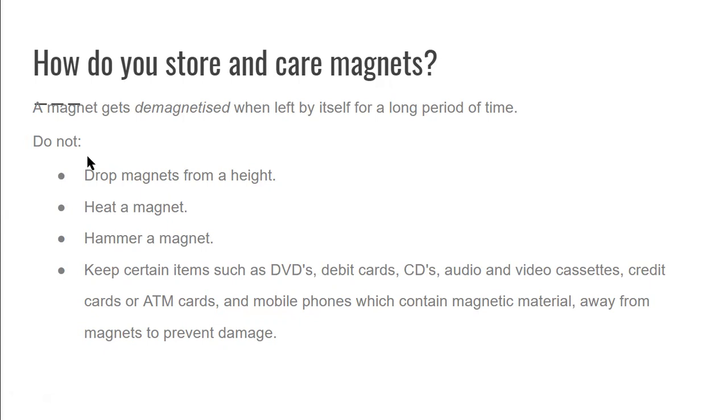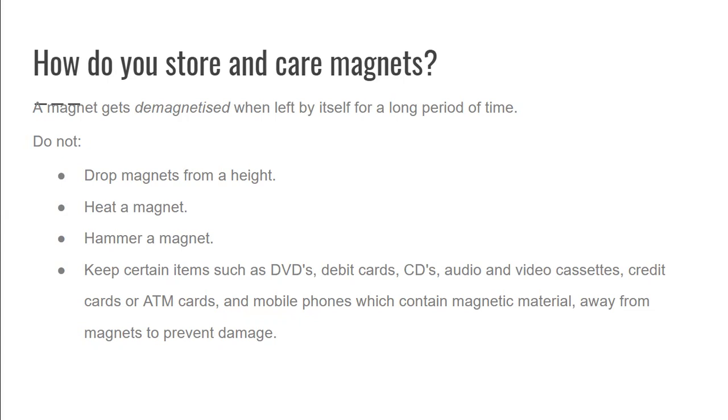And the other rules which you should follow. You should not drop the magnet from a height. If you drop it, it may lose its magnetism. If you heat a magnet, it will lose its magnetism. If you hammer a magnet, hammering also leads to the removal of the magnetic properties.